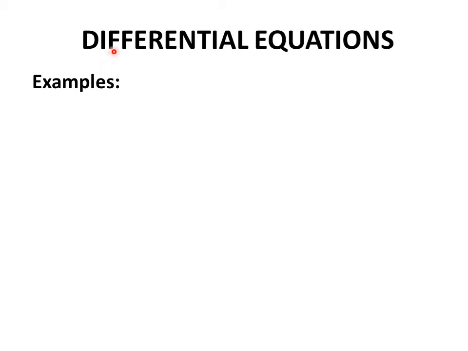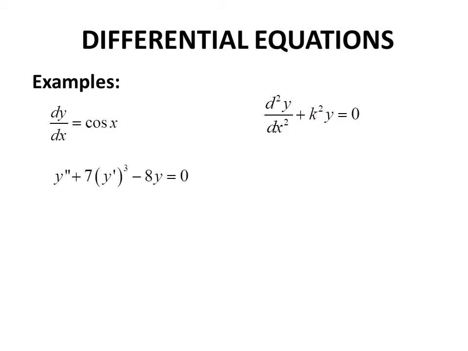Now let's consider some examples of differential equations. So first we have dy over dx. Again, this is the notation for the first derivative of y with respect to x, that is equal to cosine x. Next we have d squared y over dx squared. This is the notation for the second derivative of y with respect to x, plus k squared y, that is equal to 0.